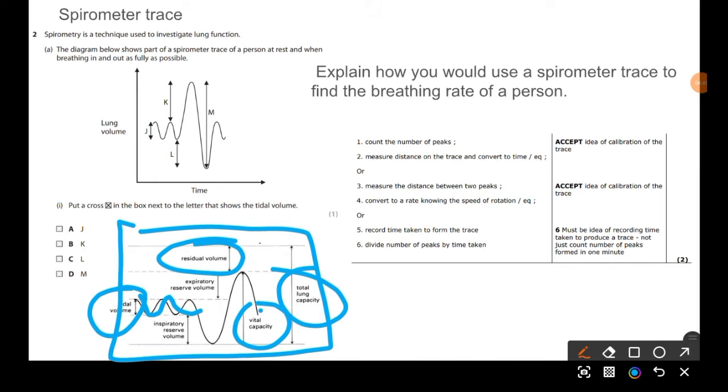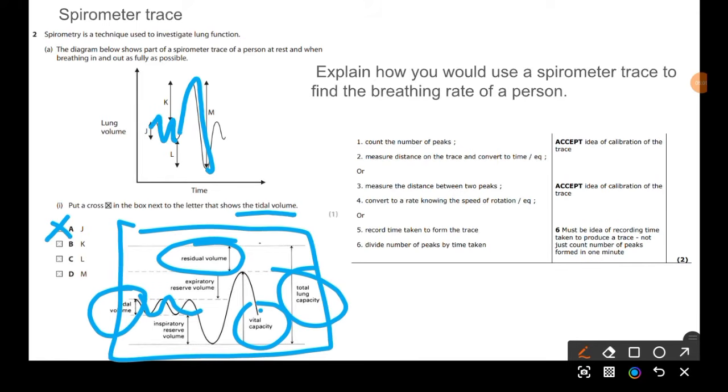So here it asks you which one here in the past paper question shows the tidal volume. So it's J, because here it's a larger peak, so this is a forceful inhale and exhale, while this is a normal breath.